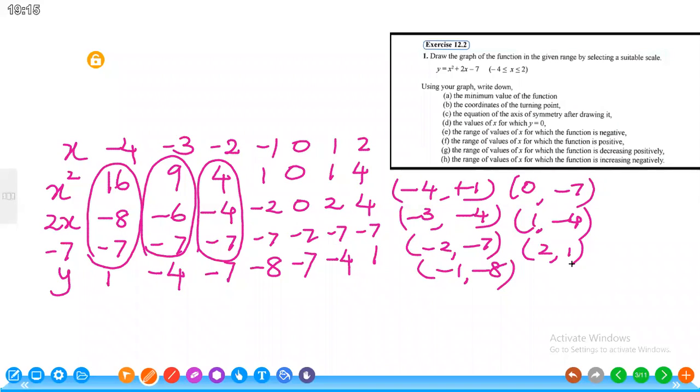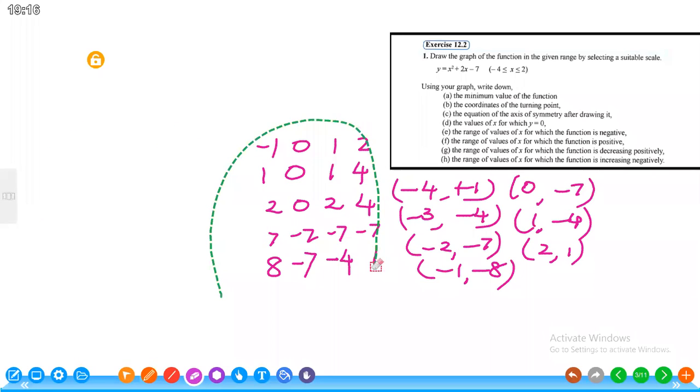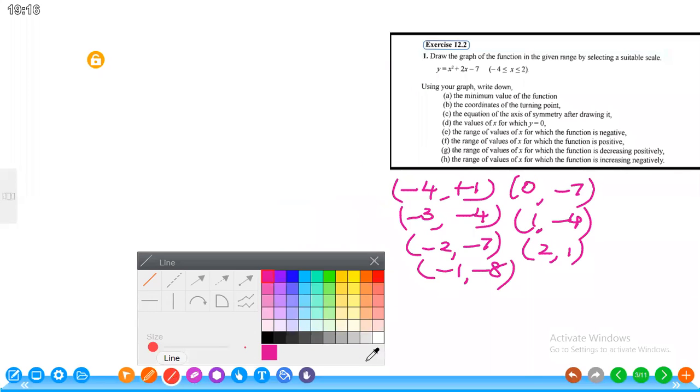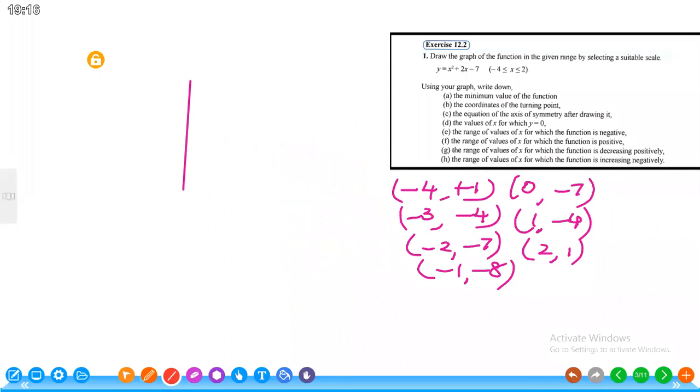Before drawing the graph, students, you will consider the maximum and minimum values of the x-axis and y-axis, right? Here, the minimum value of x is negative 4, the maximum is positive 2, and the maximum value of y is positive 1, and the minimum is negative 8. Right. Now draw the graph. Here maximum positive 1. Right.